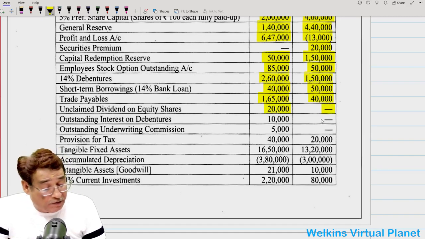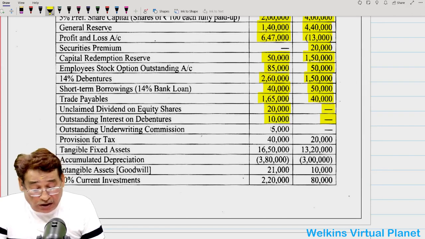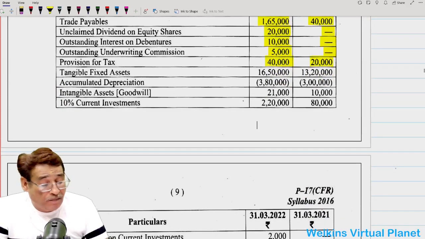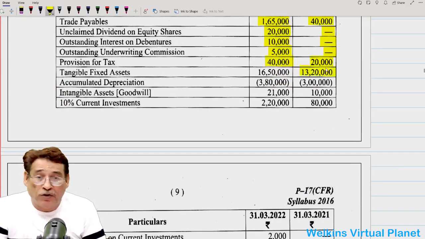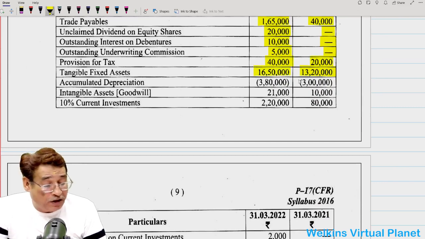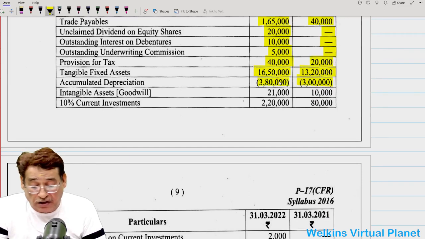Outstanding interest on debenture is also given to you. Outstanding interest on debenture is 10,000. Outstanding underwriting commission is also given to you in this particular question. And then provision for tax in the beginning 20 and 40. Tangible fixed asset in the beginning at gross value 13,20,000 and 16,50,000. Then accumulated depreciation is also given on tangible fixed asset 3,00,000 and 3,80,000.